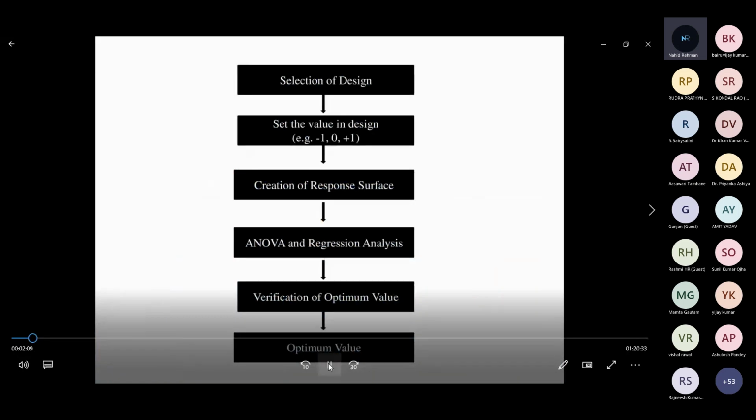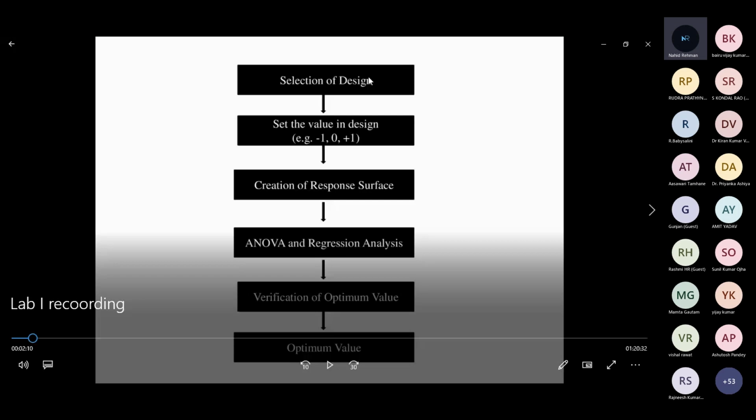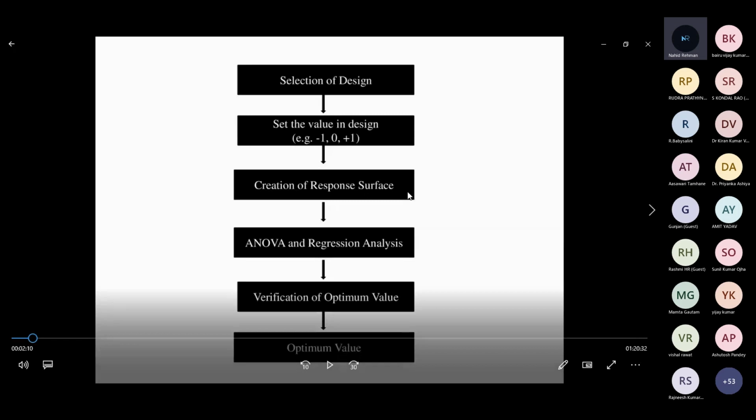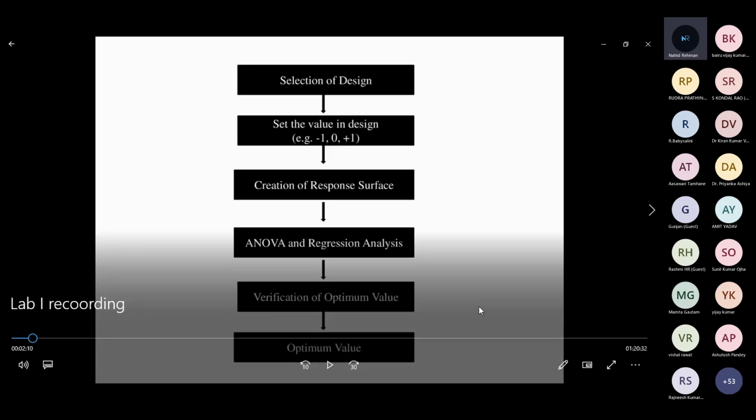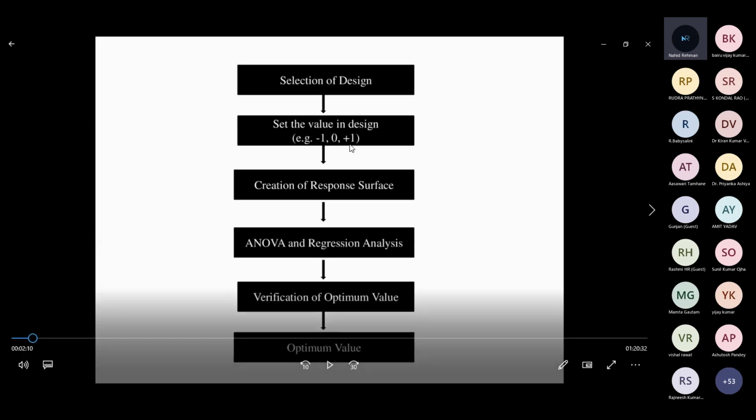So in this experiment, the first step is to select the design, and then put the values at -1, 0, and +1. Then you create the specific response surface, and after creating it, you get the combination of experiments at different conditions. Then you set up your experiment according to the design.